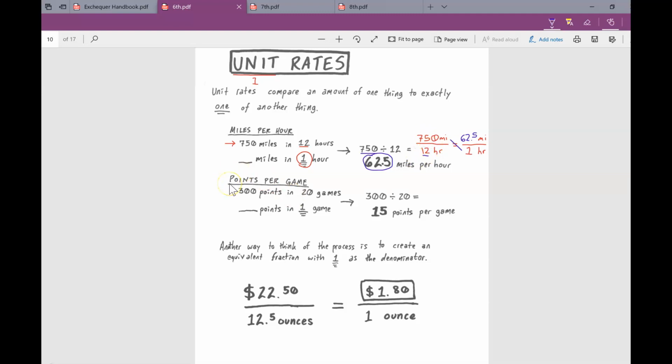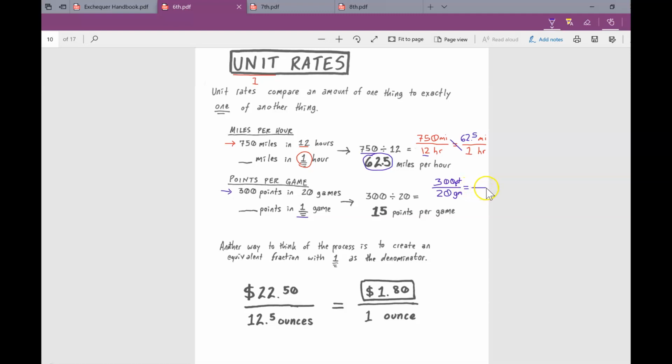How about this? Let's say that there's a basketball player who scored exactly 300 points over the course of 20 games. What is his per game average? How many points is he expected to score in one game? We could set up our proportion. 300 has to go on top. P for points. Let's call it PT for points. And then on the bottom of that, the number of games. 20 games. Let's go 20 GM for games.